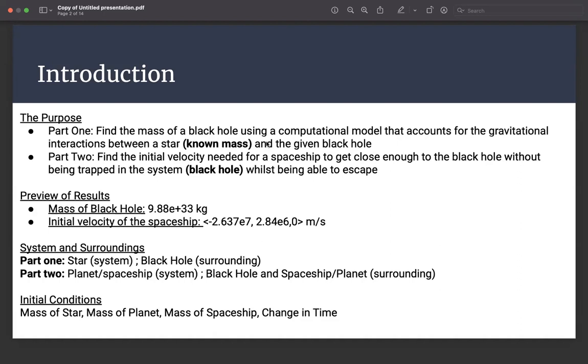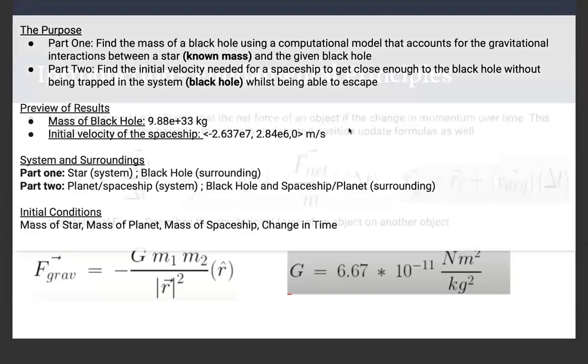And I'd also like to reiterate my systems and surroundings. In part 1, the star was the system and the black hole was the surrounding, while in part 2, the planet and the spaceship were the system, while the black hole and spaceship/planet were the surrounding. Also, I have my initial conditions listed below. The initial conditions included the mass of the star, mass of the planet, mass of the spaceship, and the change in time, which we were all given.